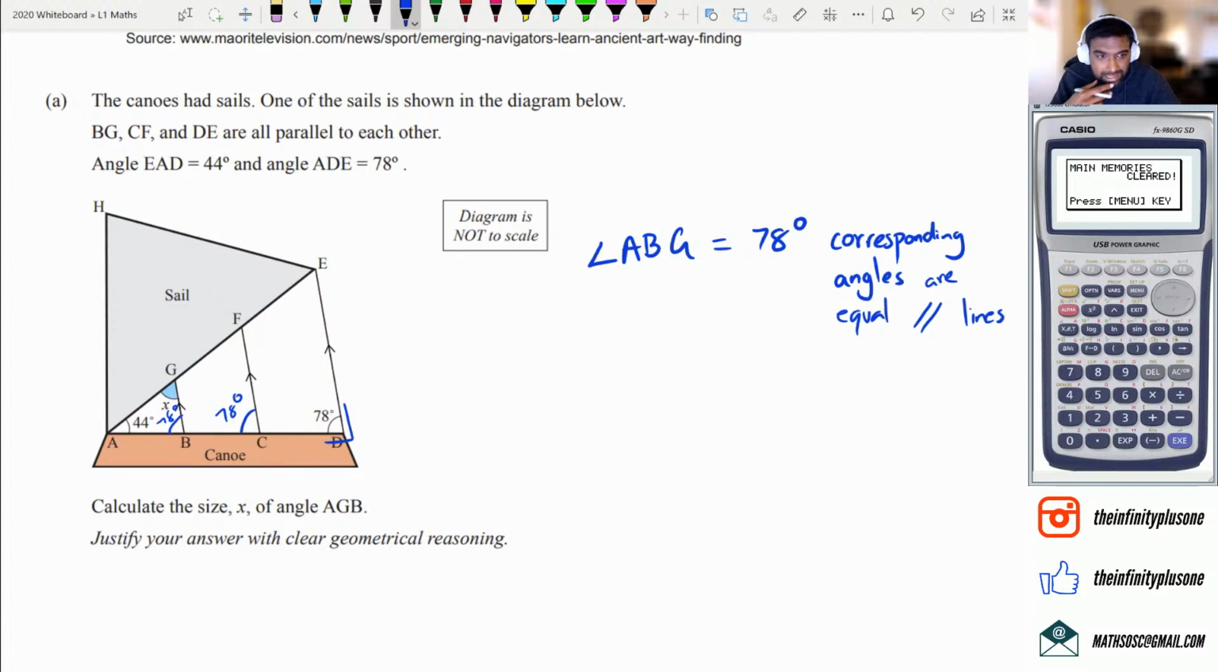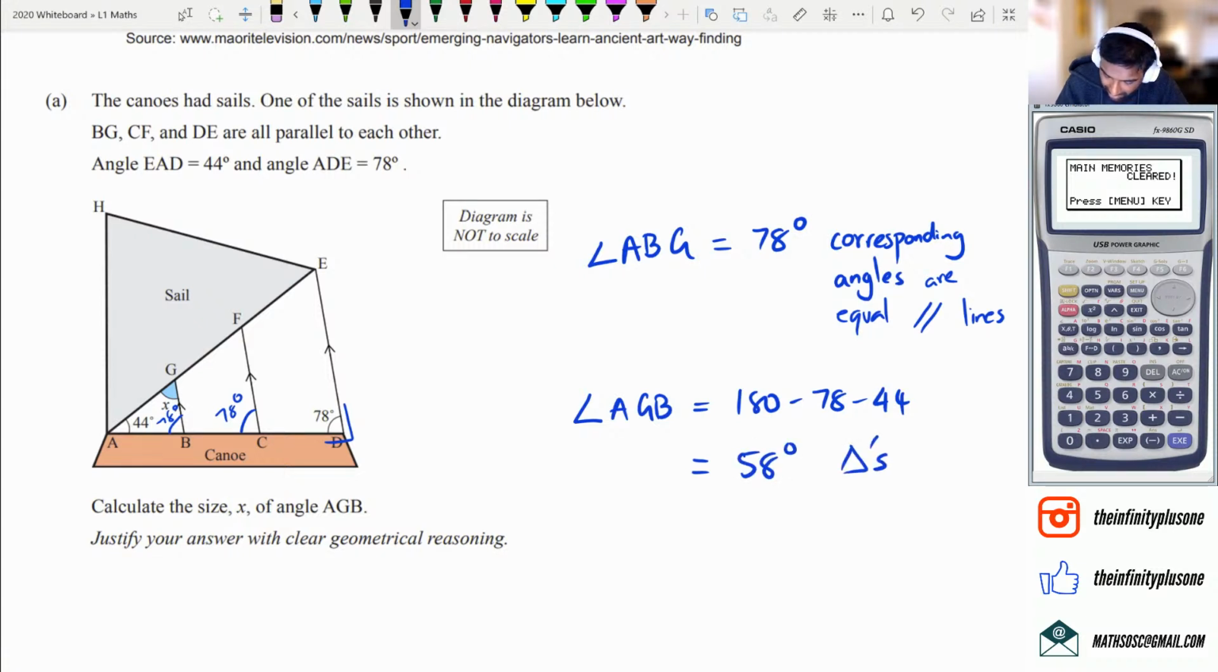And then the second step is trying to figure out what x is. So in this case, angle AGB equals 180 take away 78 take away 44, which is going to give us 58 degrees. And the reason is angles in a triangle add to 180. All right, nice little easy question to start off the paper with.